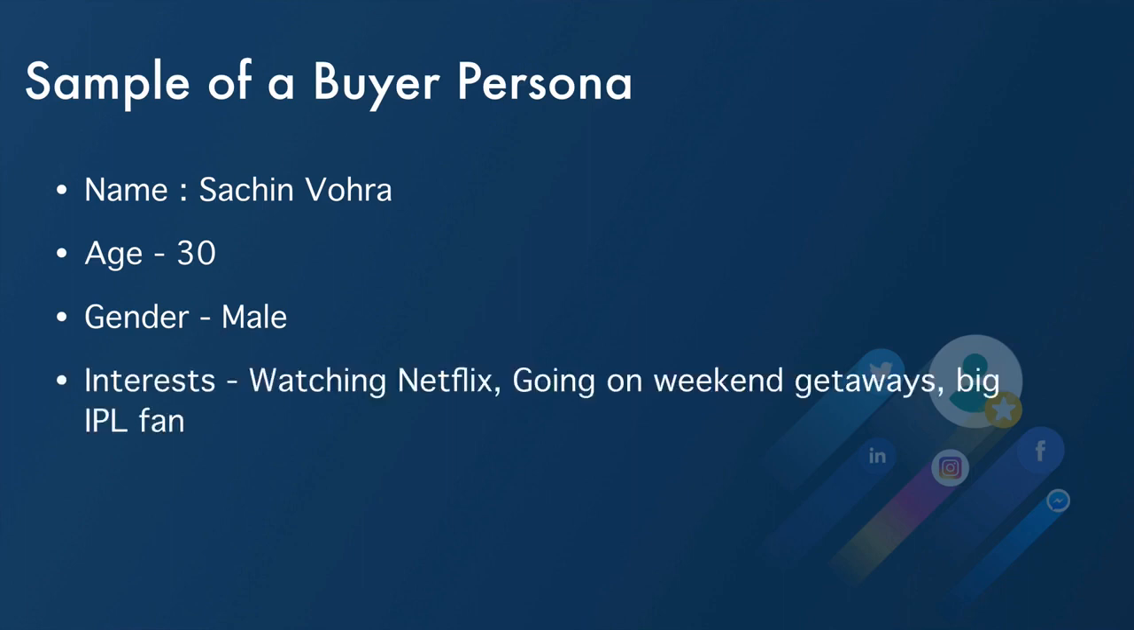So he enjoys watching Netflix, he enjoys going on weekend getaways, and he's also a big IPL fan. So this is what I was talking about, interest. Now that I know that he likes watching Netflix, going on weekend getaways, and he's a big IPL fan, there are a couple of things that I know here. If he is watching Netflix, it means that he is willing to pay that extra amount of money. So that is an indicator of the disposable income that he has.